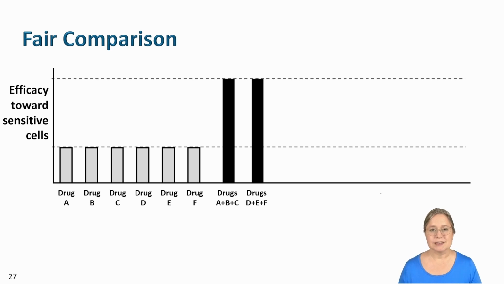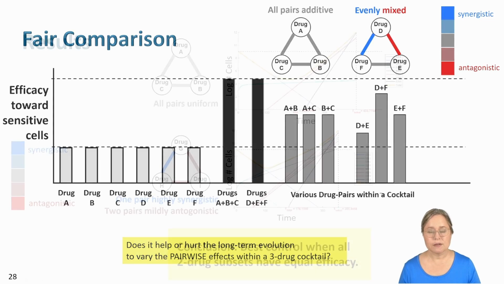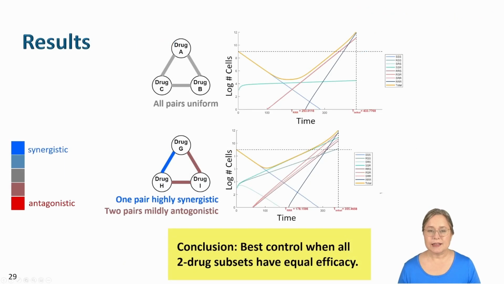We ask, does it help or hurt the long-term evolution to have different pairwise effects within the three-drug cocktail? For example, cocktail ABC has equally effective pairs, all of them additive, whereas cocktail DEF has one synergistic pair, one antagonistic pair, one additive pair. The answer is that everything matters.